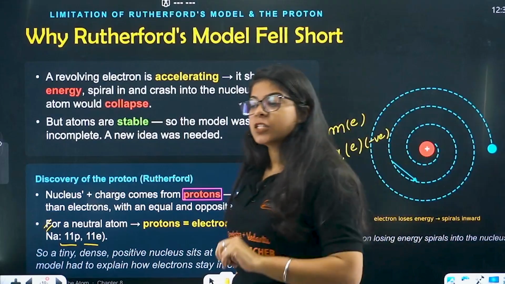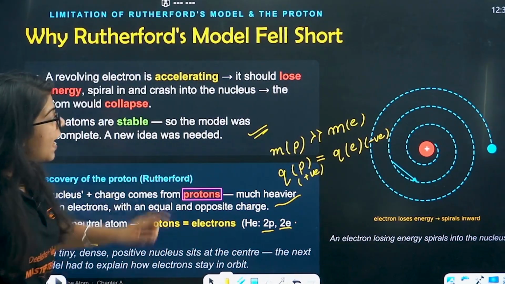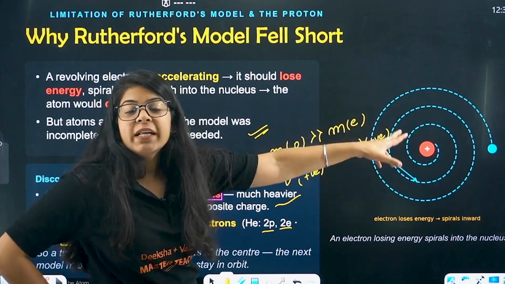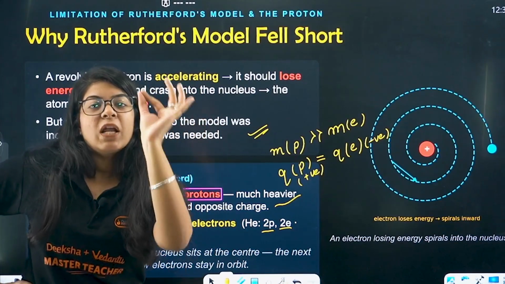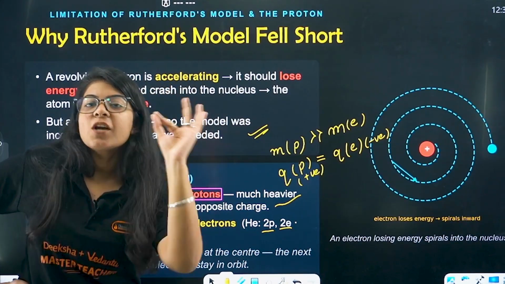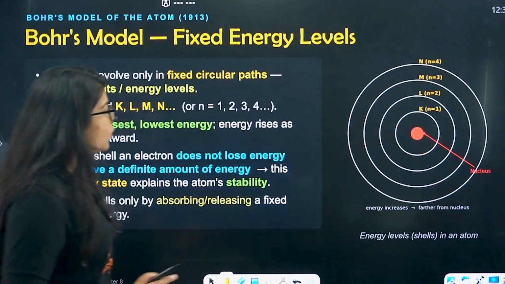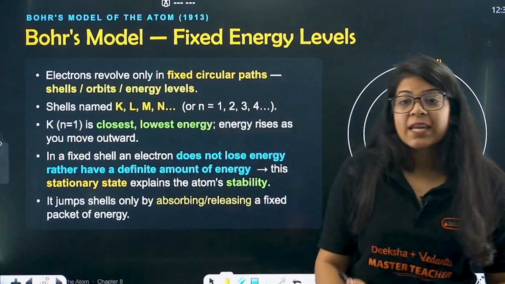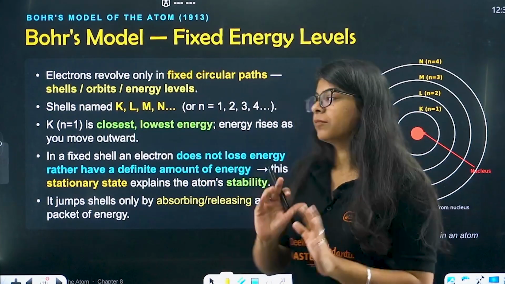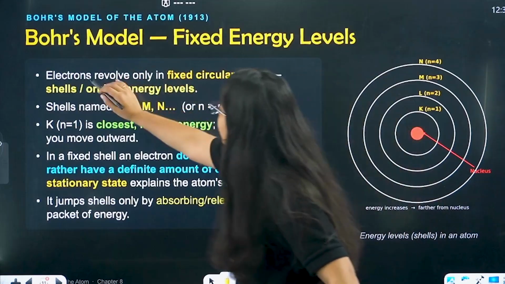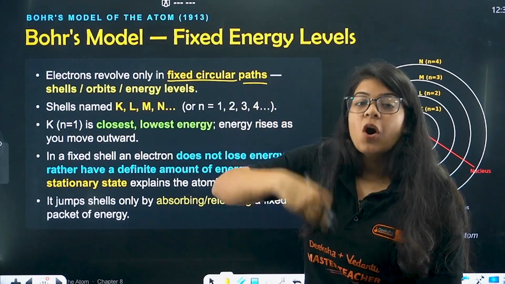Now we have to give the answer to one more question, why the atom does not collapse. Then Bohr ji came and he said, actually electron is not just rotating around the nucleus, it is rotating around the nucleus in a fixed circular path which has fixed energy, and it cannot change its circular path. It cannot shift to another circle, it cannot shift to another energy, right? So he said electron revolves only in fixed circular paths. These are called shells, orbits or energy levels.